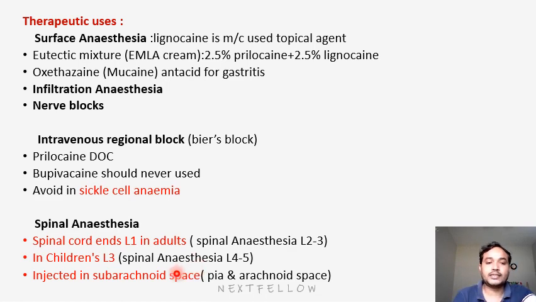Next, where will we inject spinal anesthesia? In the subarachnoid space. This is an MCQ. Subarachnoid space is located between the pia and arachnoid. If you see the spinal cord part, in between the pia and arachnoid there will be a space, that is the subarachnoid space. In that area only we will inject spinal anesthesia. So these are all very important MCQs you have to remember.